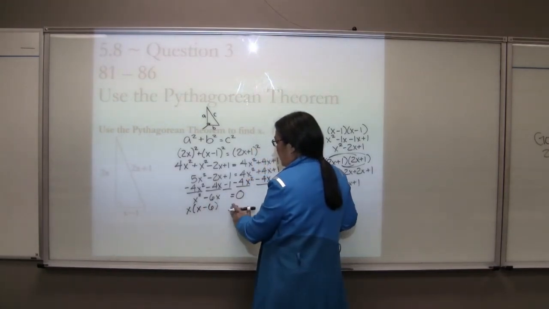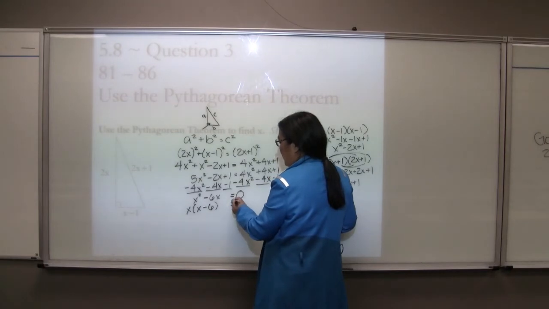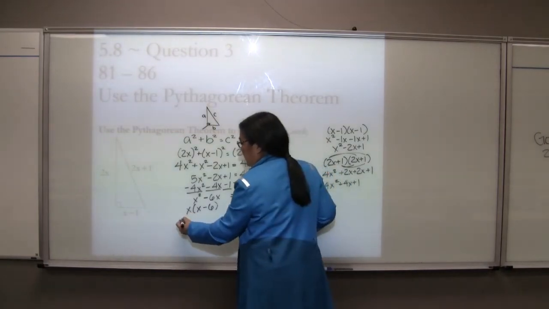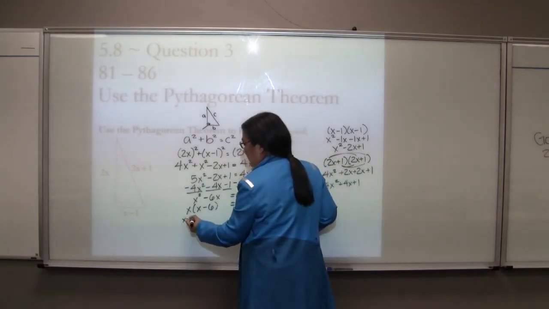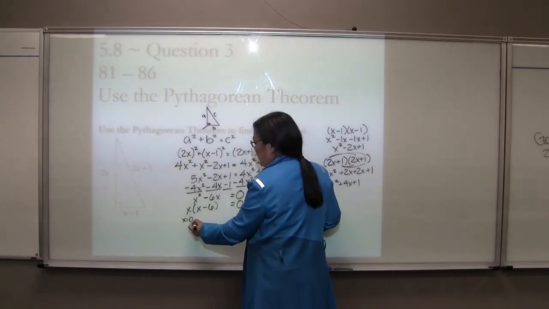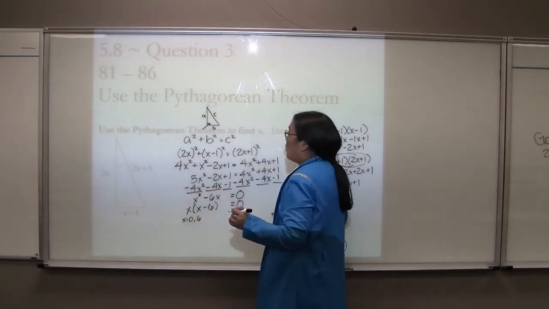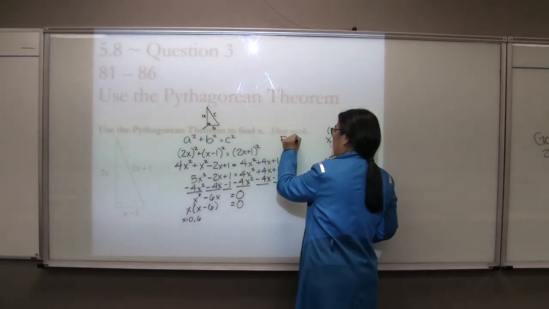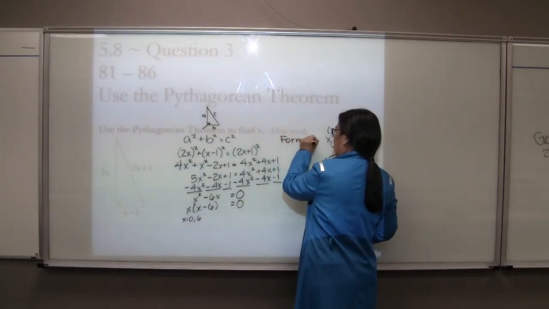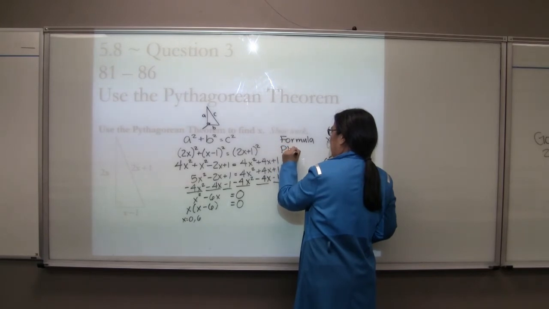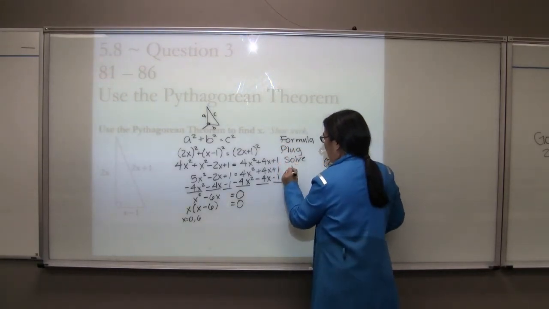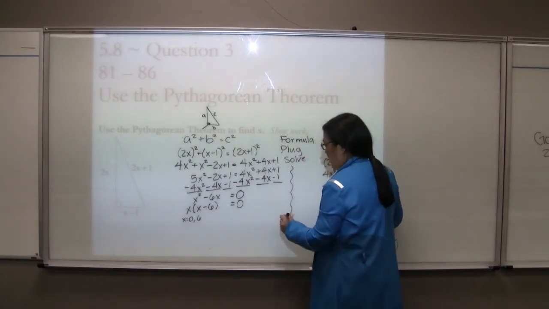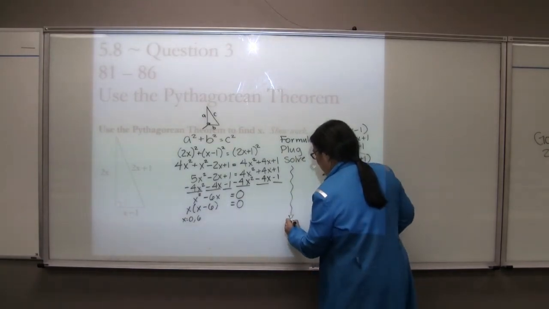My equals 0 did not line up. Here, equals 0. So, I can set each factor equal to 0. x equals 0. And x minus 6 equals 0. This will give you 6. We do have to check it. So, formula. Plug. Solve. All the way down to here, we solved. Then we're going to have to check our answer.